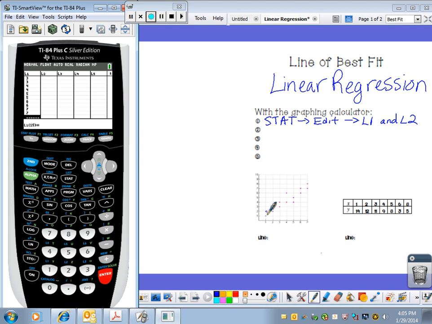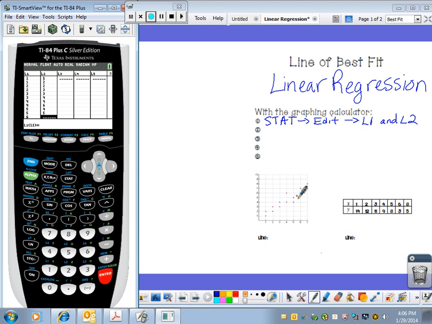Now I'm going to put in the Y values. It's 1, 2, 2, 3. I'm going to go over to list 2, and I'm going to say 1, enter, 2, enter, 2, enter. This is 3. Okay, see where I'm going with it? Then I go 3, 4. So 3, enter, 4, enter. Then 4, 6. So 4, enter, 6, enter. Then we're going to go back to 4 and 5. So 4, enter, 5, enter.